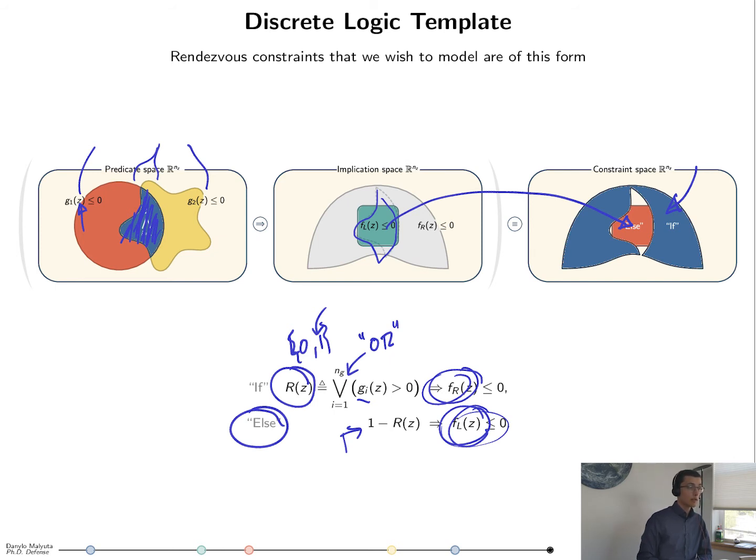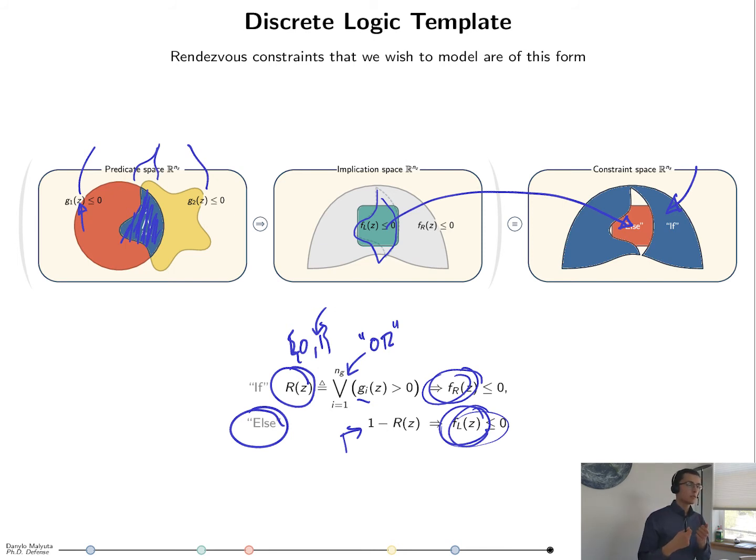So FL and FR actually define their own sublevel sets, which I illustrate here. And what happens when you impose the discrete logic constraint is a set intersection, okay? If the else statement holds, which is this set, I illustrated it here as well, then you want FL to be non-positive. So you intersect the two and you get this else set, which is their intersection. You do the reverse process similarly, and you get the if set, which is represented by this.